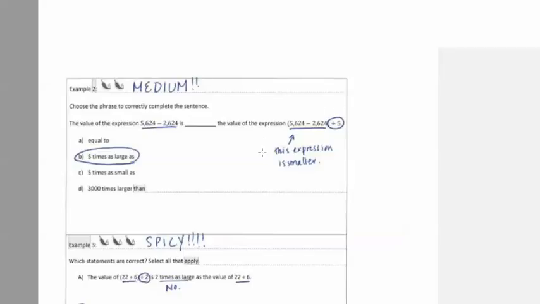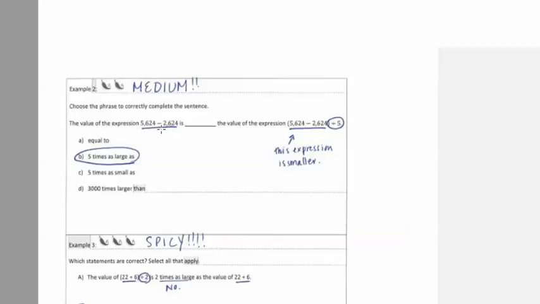Then it's also important that we look at the other answer choices and discuss why they were distractors. If you picked answer A, what mistake did you make? If you picked answer A, you didn't realize that this was a whole expression back here. You were just looking at 5,624 minus 2,624.